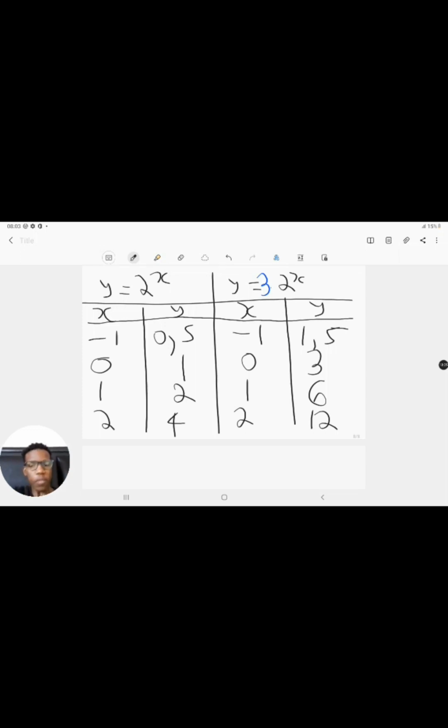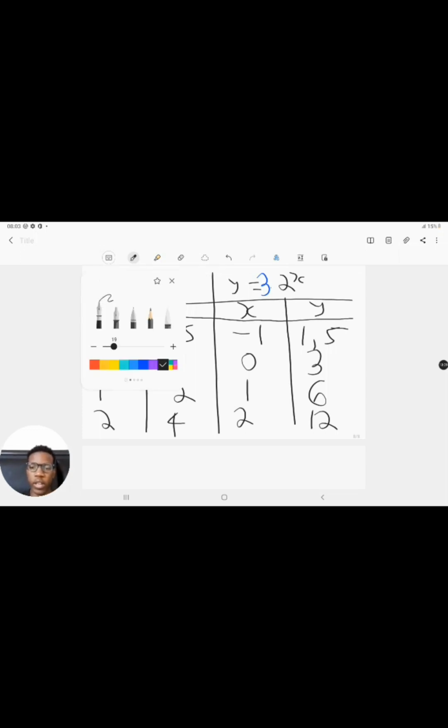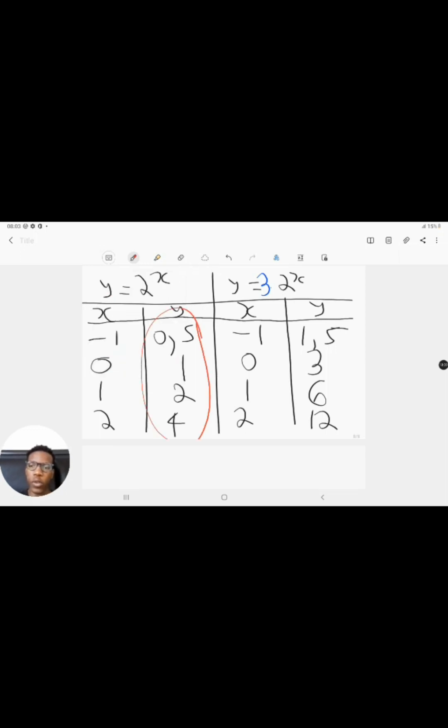Notice what happens. Notice the trend, the pattern. For the original form, these are the values that I'm getting. For the amended form, these are the values that I'm getting. So you will notice that the y values for the amended form are 3 times the values that I got for my original form. 0.5 times 3 is 1.5. 1 times 3 is 3. 2 times 3 is 6. And 4 times 3 is 12.